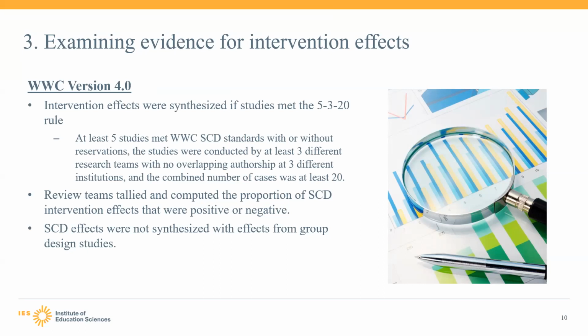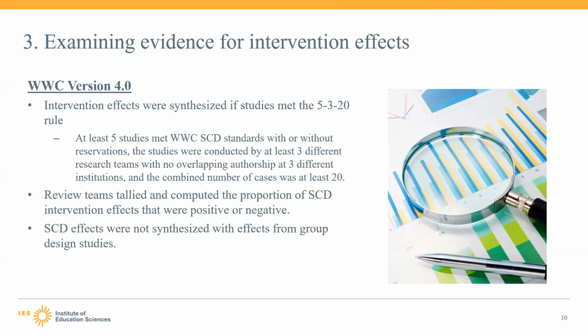In the previous What Works Clearinghouse version, version 4.0, single case design studies were synthesized if the 5-3-20 rule was satisfied. This rule indicated that at least 5 single case design studies needed to be identified, with or without reservations. The studies needed to be conducted by at least 3 different research teams, and there needed to be a total number of 20 cases across all the identified studies.